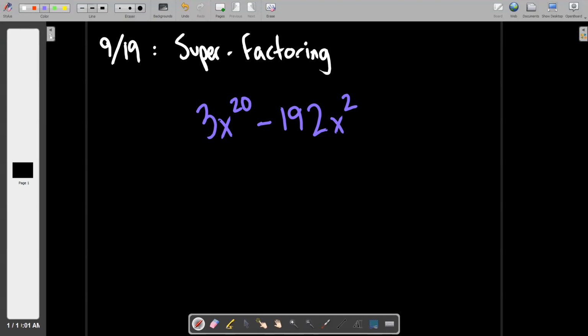Yeah. If your gut tells you that there's a 3, your gut is telling you the truth. So let's pull out a 3. And what else can we pull? X squared. I'm going to take as many x's as they both have to offer. And then I'm going to reconstruct the problem. What's left over when I do that?